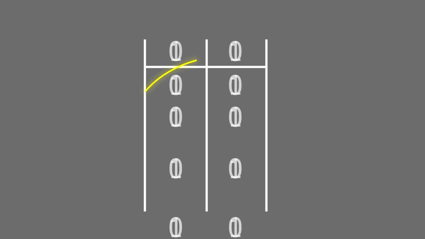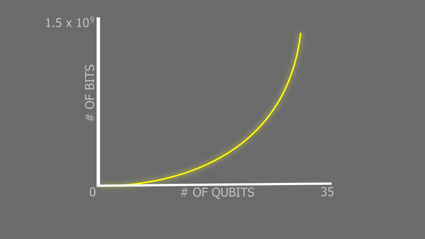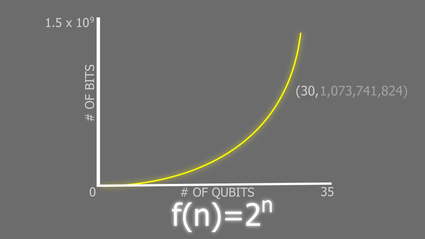Let's look back at the classical bits. With 2 bits on a regular computer, you can make 4 different combinations of numbers. However, you can only use one of them at a time. With 2 qubits on a quantum computer, you can choose to use all the combinations at once. We can use this property to model the exponential function f(n) = 2^n. You can see with this model that only 30 qubits is equivalent to over 1 billion classical bits.